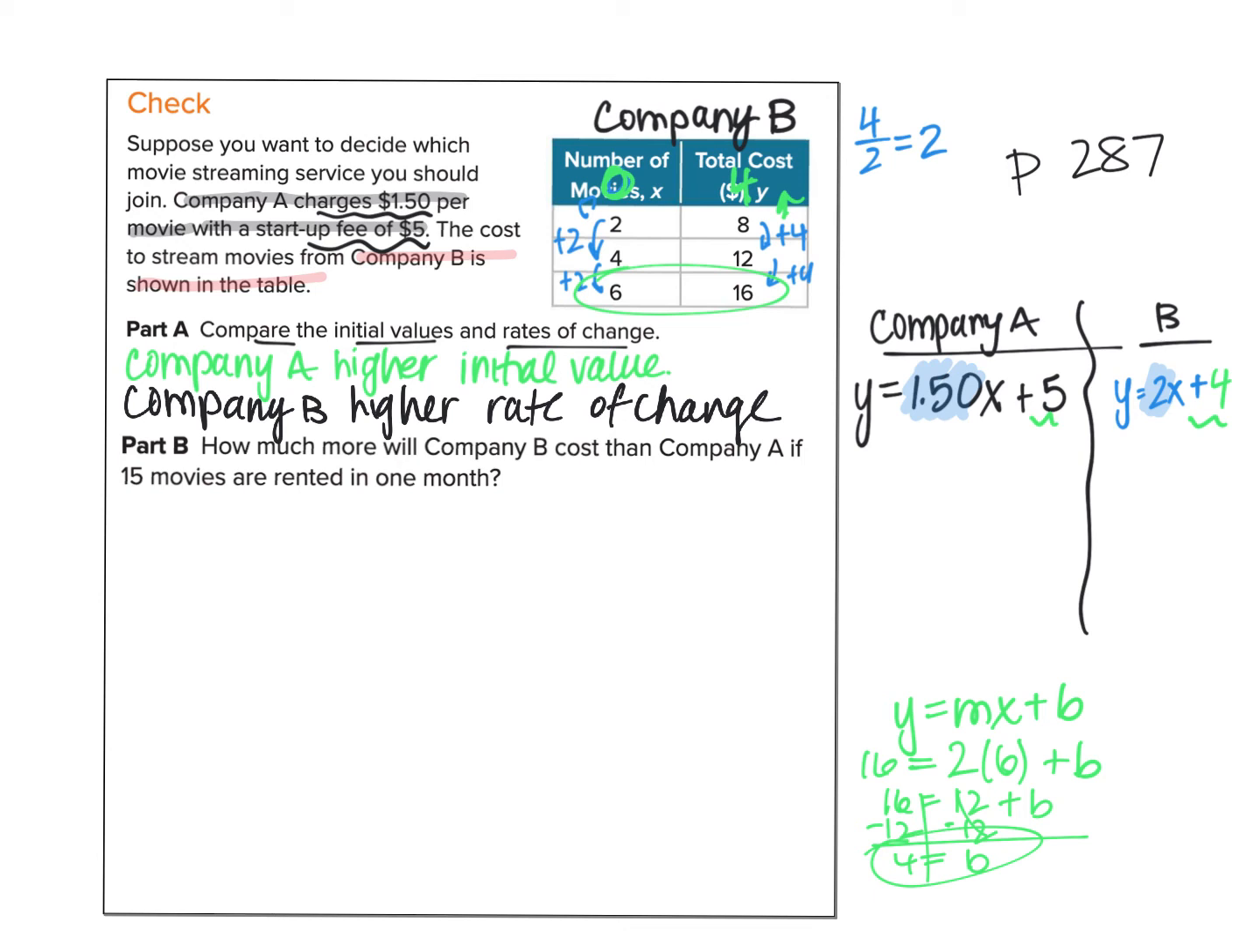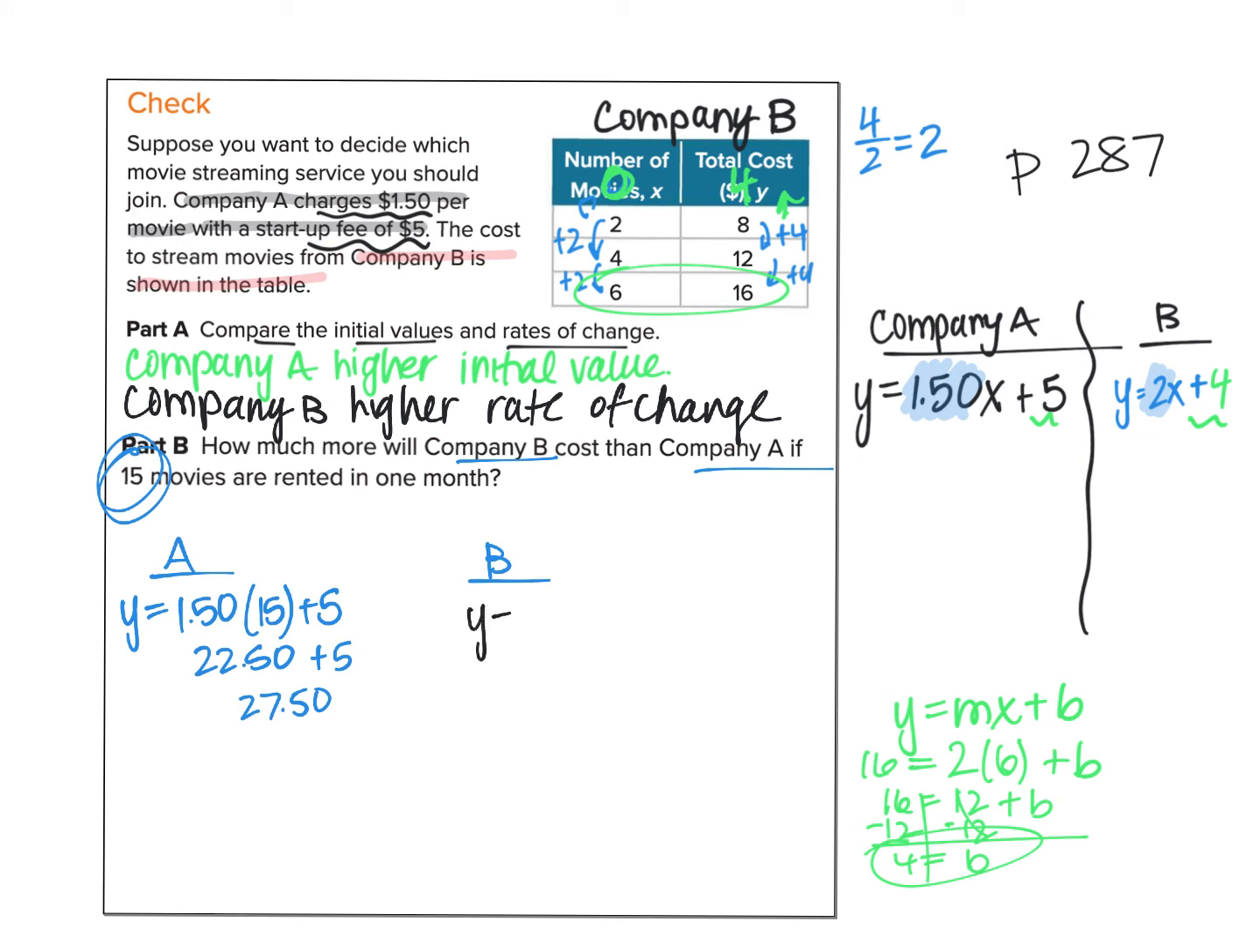Part B says, how much more will company B cost than company A if they rent 15 movies? So I need to find the cost for 15 movies. So I have company A and company B. So I'm going to pause the video. I am going to do company A for you. I want you guys to do company B. All right, company A, you guys can see I did the work for. Now company B, you guys should have done.